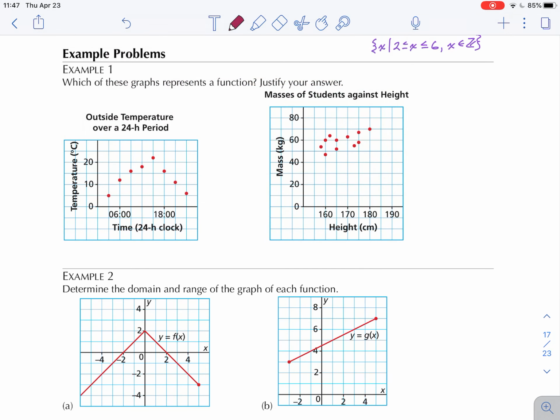Example 1. Which of these graphs represents a function? Justify your answer. So to test if a graph is a function, we do the vertical line test. We take each point of the domain and draw a vertical line through it, and if it only touches one range point each time, then it is a function. As you can see, this one here is a function.